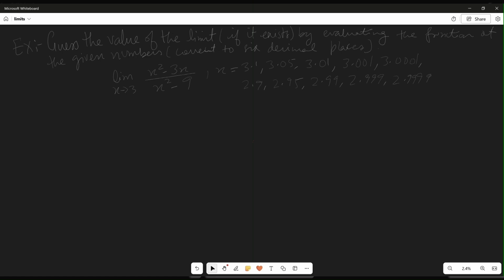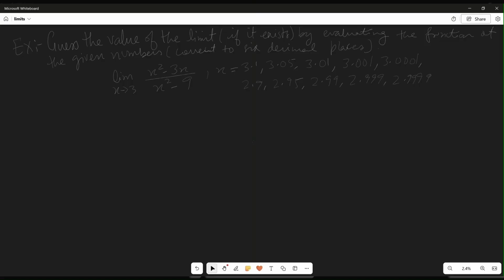Hi, welcome back. So in this video, we're going to guess the value of the limit as x approaches 3 for this function by evaluating the function at the given numbers. As you can already see here, x is equal to all these numbers, correct to 6 decimal places. So let's quickly go over this.